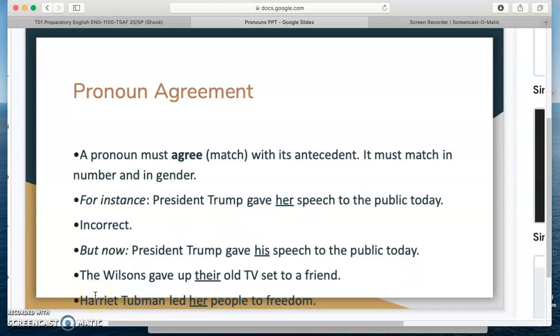And then you have, similar to the President Trump sentence, Harriet Tubman led her people to freedom. Harriet Tubman is a woman, she is a singular woman, and therefore her is a singular female pronoun. Harriet Tubman led her people to freedom through the Underground Railroad.